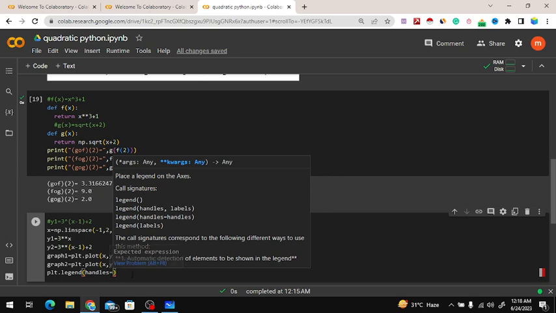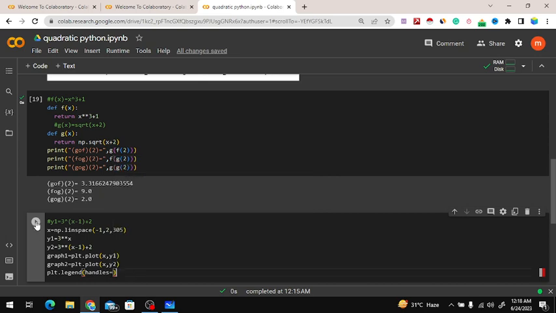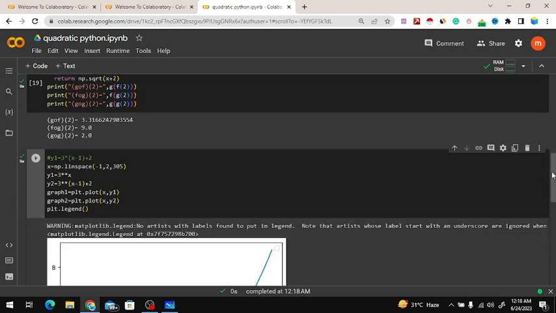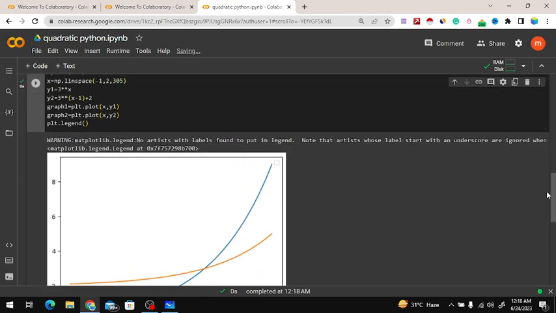Okay, so let's try. Is it working or not working? I think I am getting a problem with plt dot legend. So let's go back. Now I am going to try here. Yeah, it has been plotted, both of these graphs.